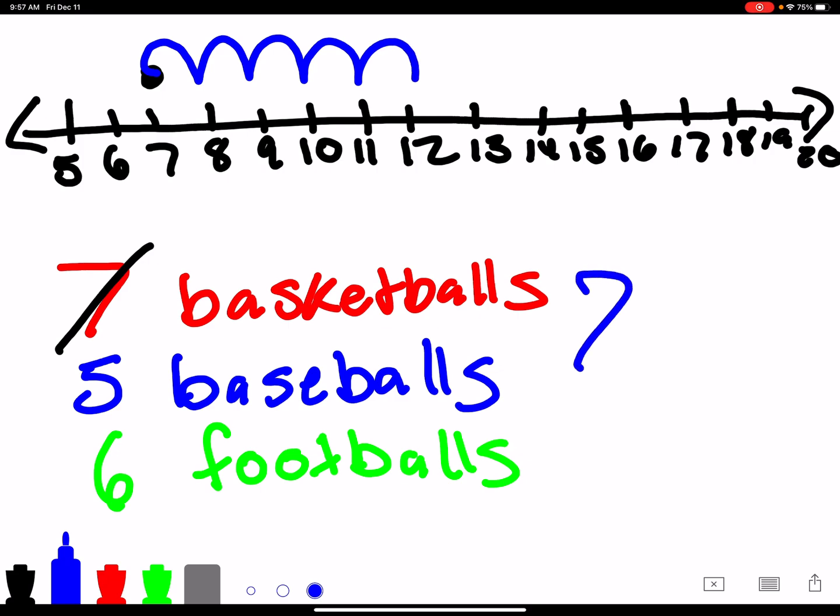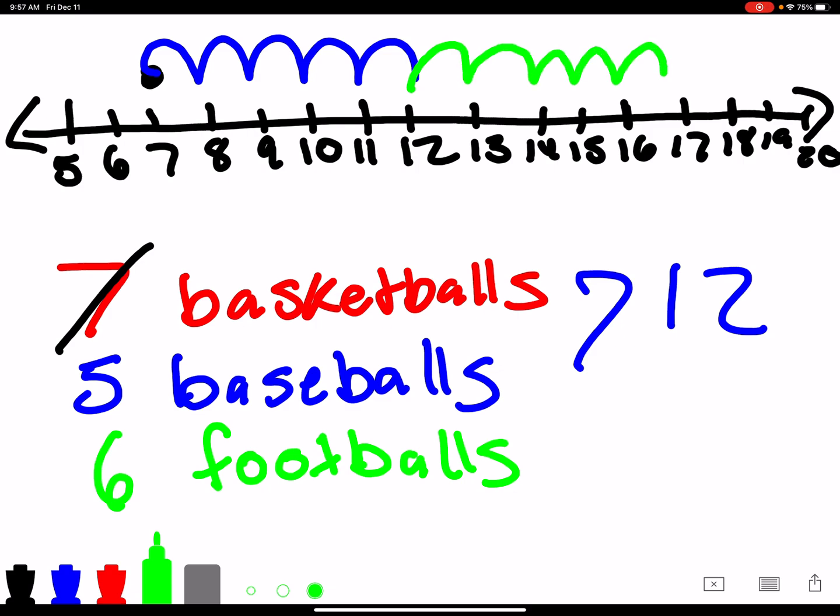So now we have 12 balls, adding the baseballs and baseballs together, but we still need to add the footballs to this problem. So we need to move up 6 more times. So we start at 12 and go 1, 2, 3, 4, 5, 6, and we landed on 18, which is correct. We have a total of 18.